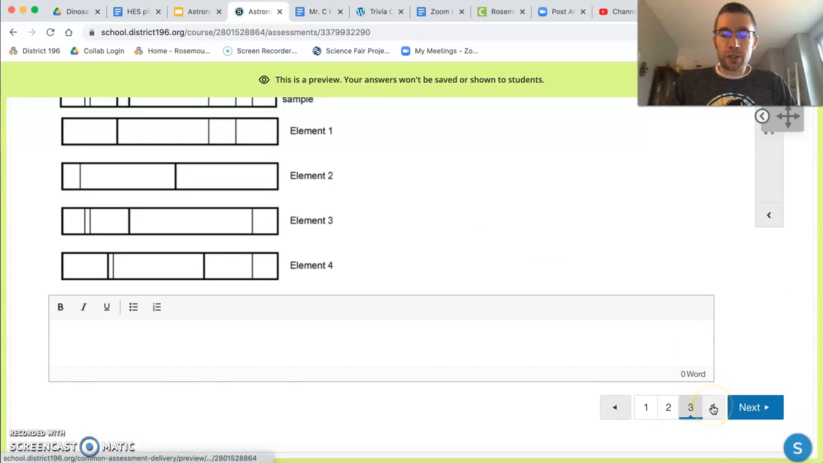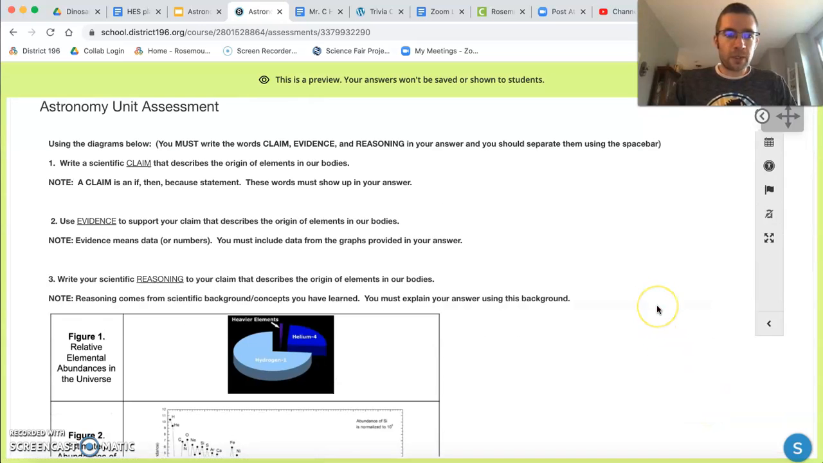Okay, now question number 4. This is the big one. It says using the diagrams below, you have to do steps 1, 2, and 3. In parentheses, it says you must write the words claim, evidence, and reasoning in your answer, and you should separate them using the space bar. I'll show you what I mean here in just a second.